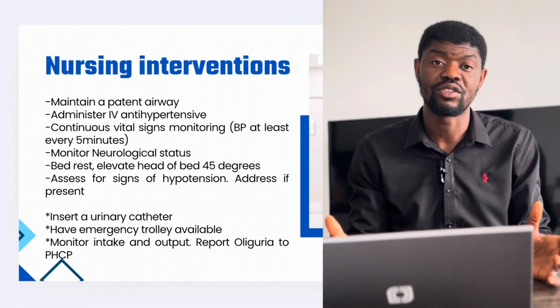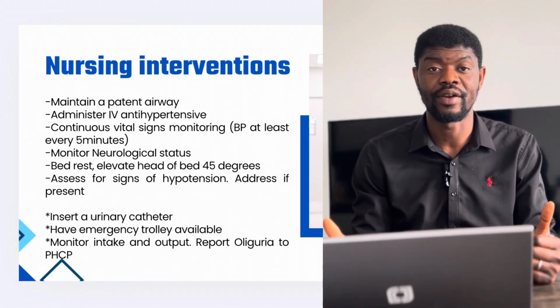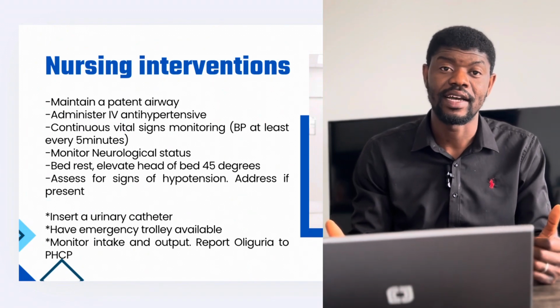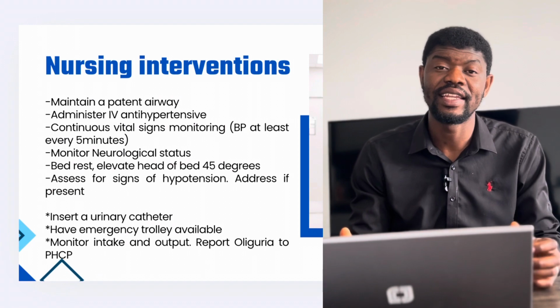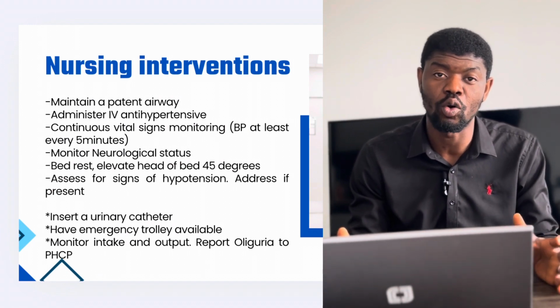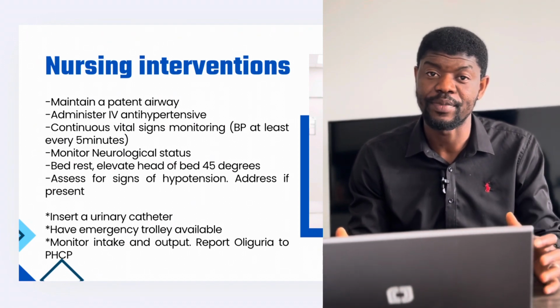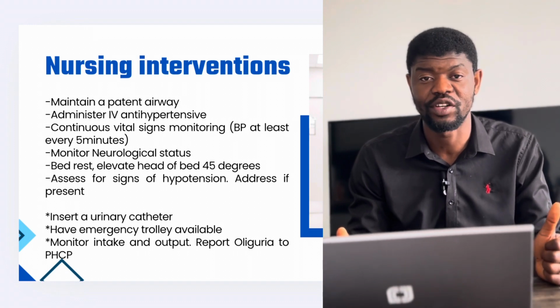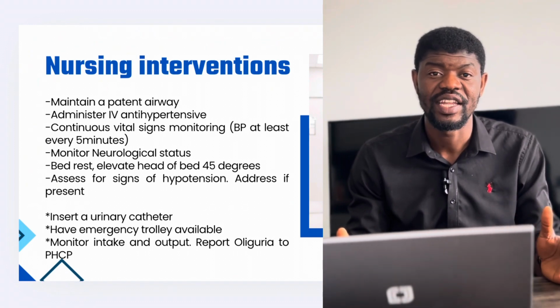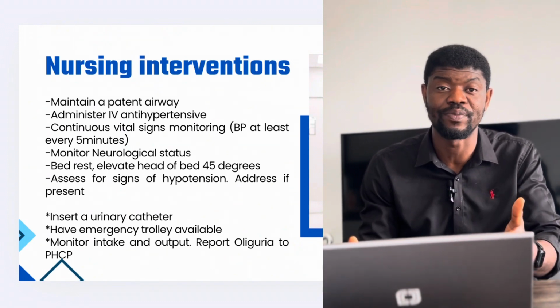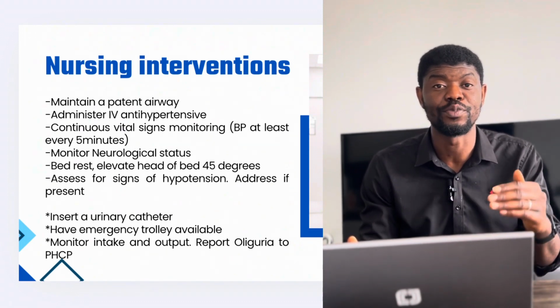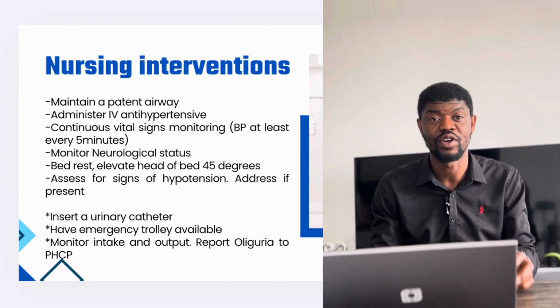Now, the other thing you want to do is to insert a urinary catheter. The reason for a catheter is that once you've got a very high blood pressure, your kidneys tend to excrete more water. So you tend to urinate a lot with a very high blood pressure. So in order to prevent the frequent visiting of the toilets, which would not even promote bed rest anyway, we want to insert a urinary catheter in order to monitor the urine output as well.